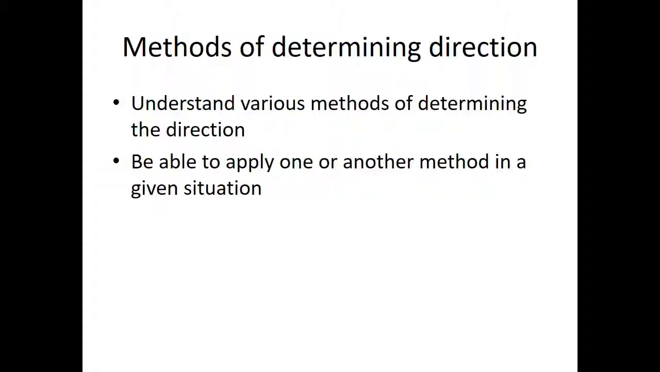If you are asked, how do you use the sun's angle to determine direction, or the shadows of trees, or the compass or the watch, how do you use that to determine the direction? It's not only about listing the methods, but what you should be able to emphasize is how you can use one of those methods, or actually two or three of those methods, in a given specific situation.